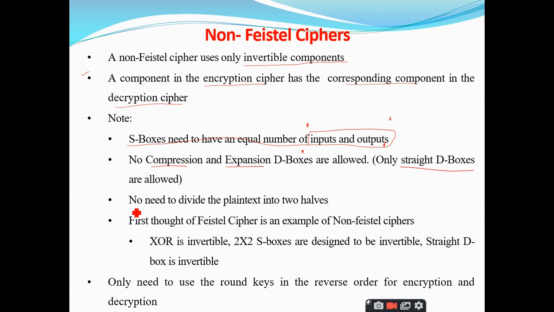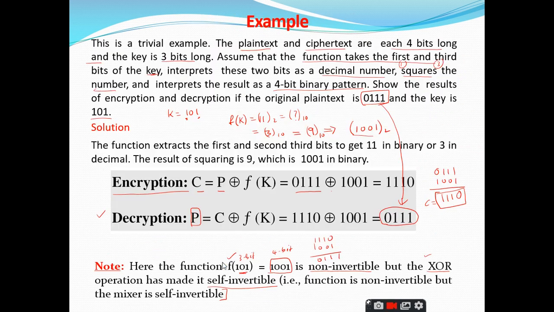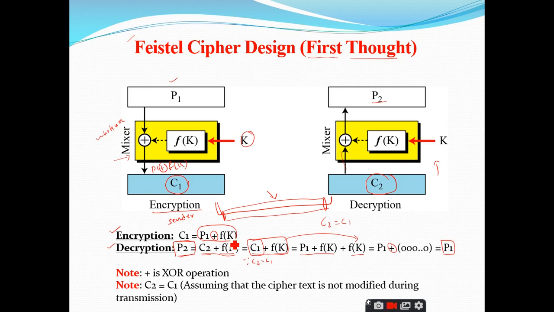And here there is no need to divide the plain text into two halves. The first idea we saw is an example of a non-Feistel cipher, where XOR is self-invertible and 2 by 2 S boxes are designed to be invertible. The straight D box is invertible, right? So if we go for the first idea, we are not dividing the plain text into two parts. Similarly, we are making use of a component called XOR, which is self-invertible. Am I right or not?